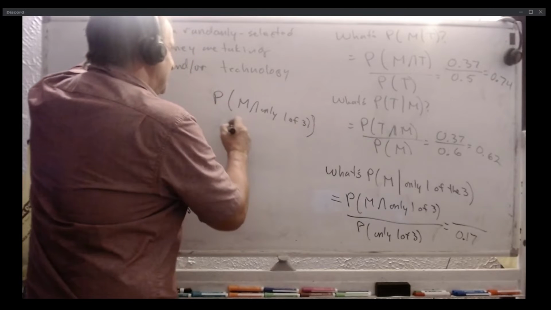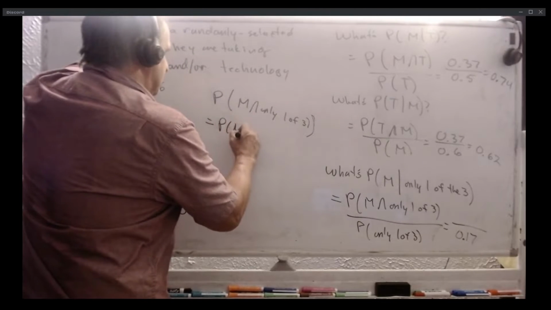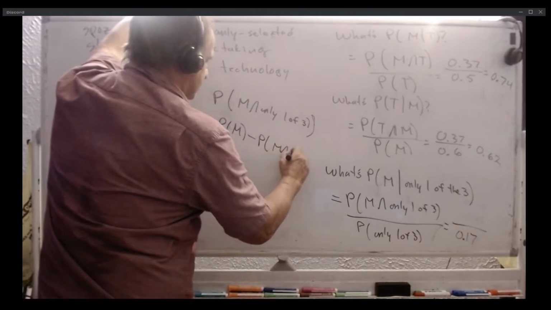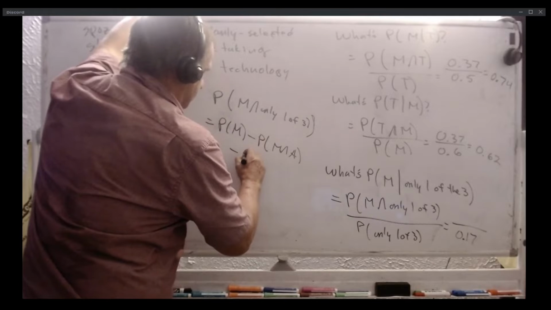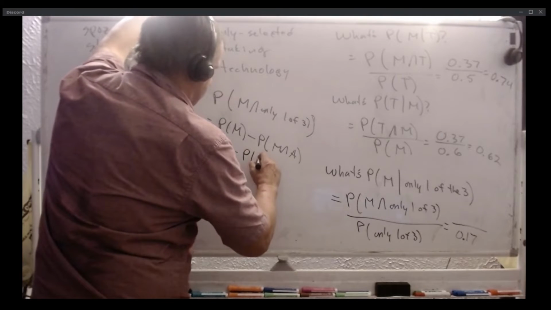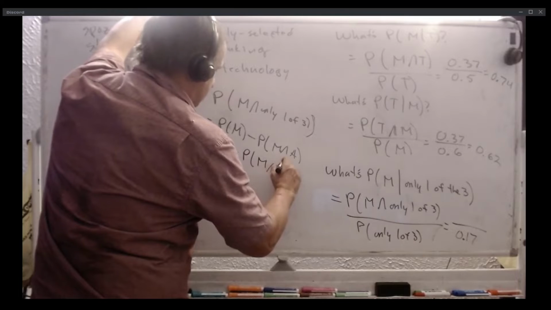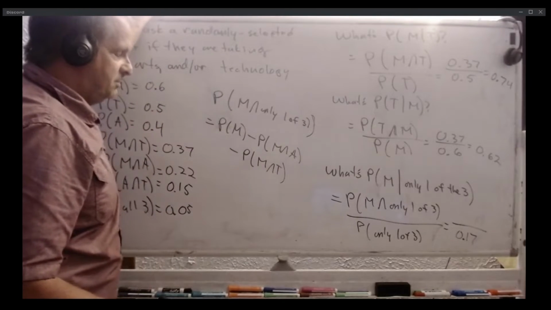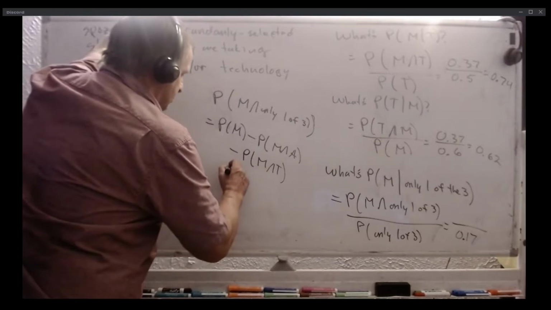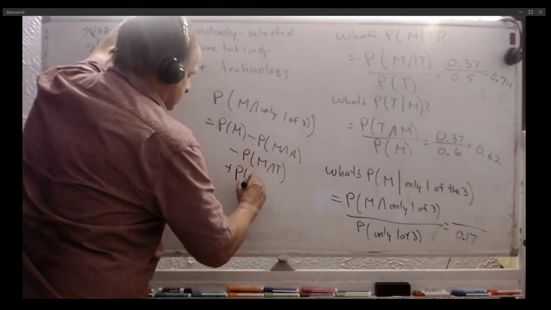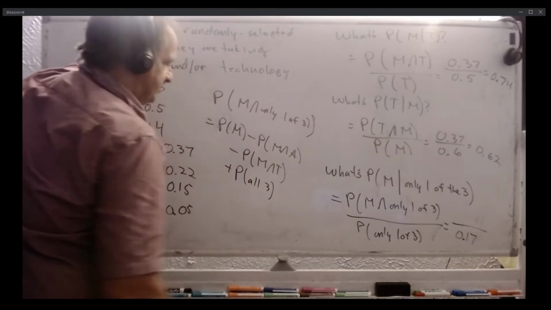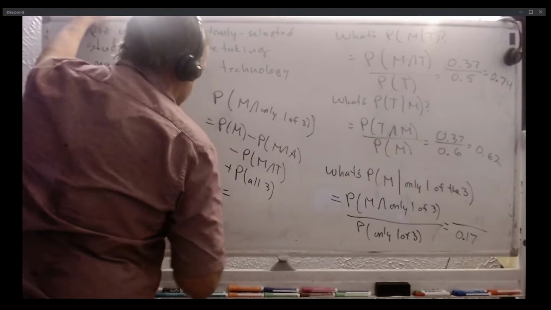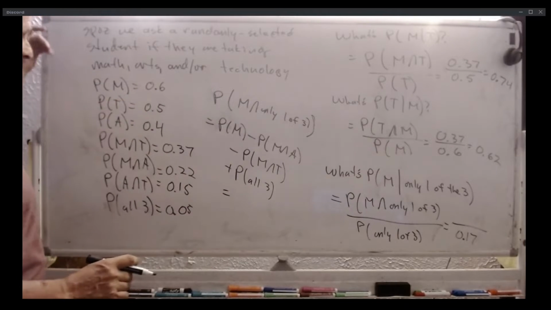Never mind. I don't know. This equals the probability of math minus the probability of math and arts. Right, we're just subtracting out the intersections, minus the probability of math and technology, but we subtracted out the probability of all three one too many times, so we have to add it back in. Right? Yes. So 0.06.